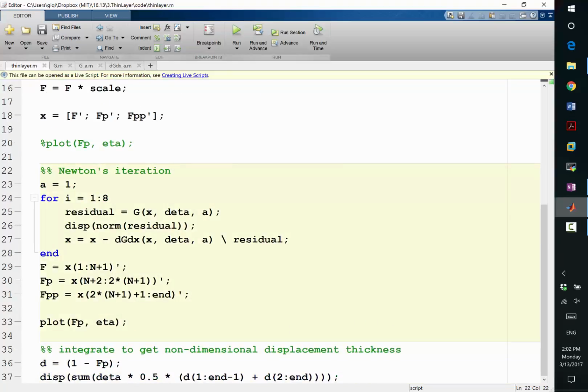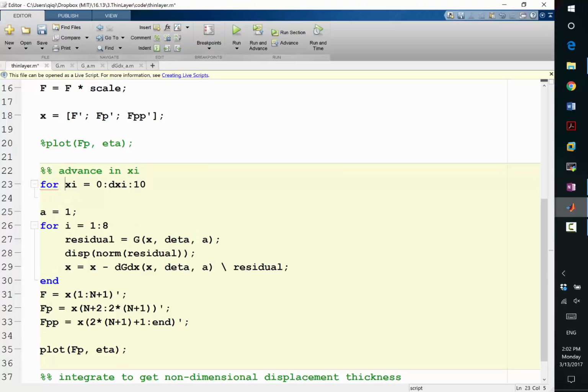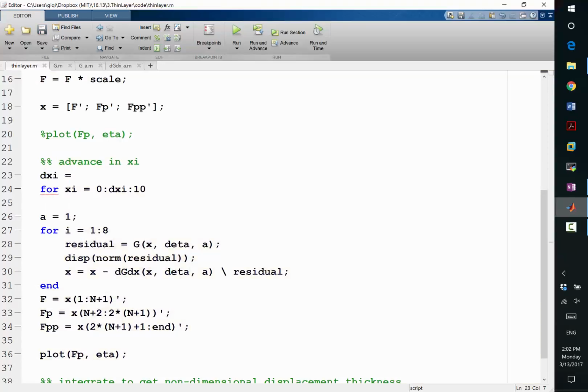So instead of Newton's iteration, we say, okay, advance in C, not eta. So advancing C, let's solve it to 10, right? And let's set a dx. Somebody tell me what kind of dx should I use? 0.1. Okay, sure.